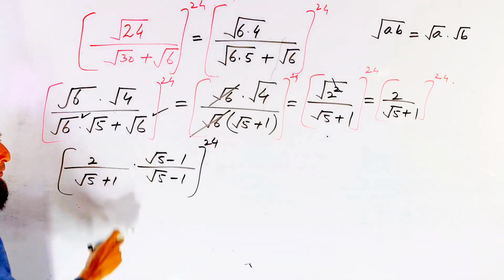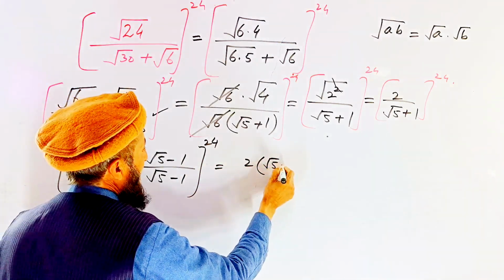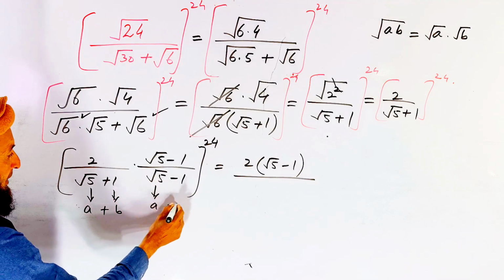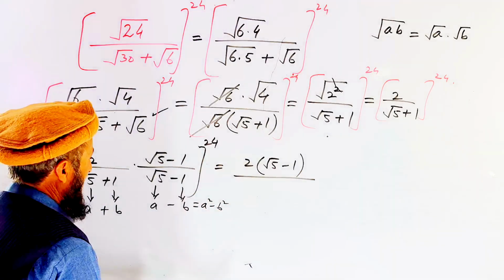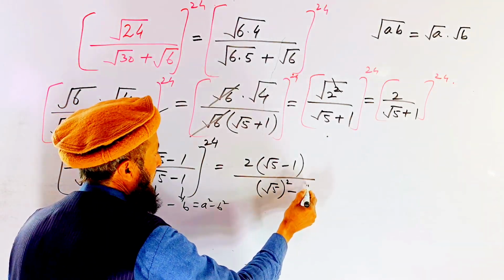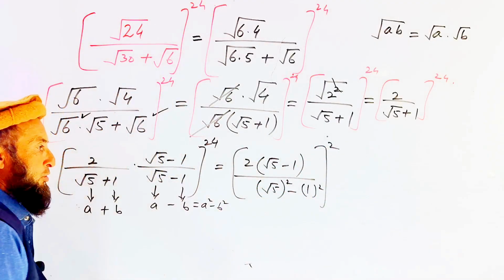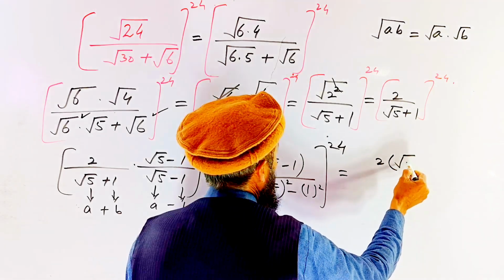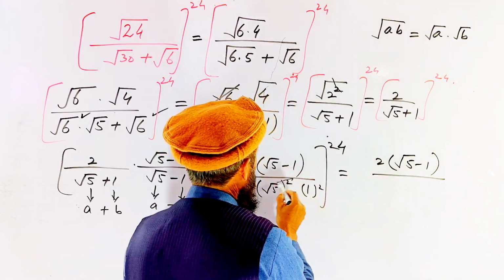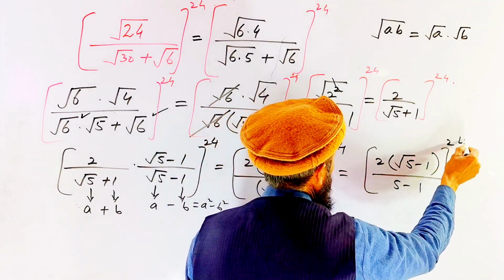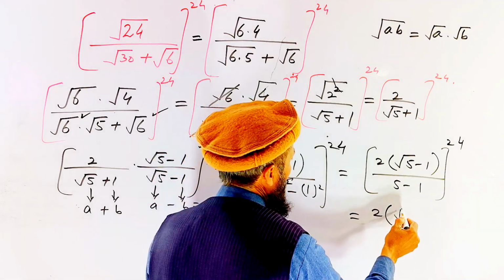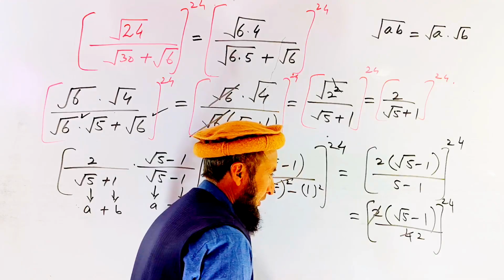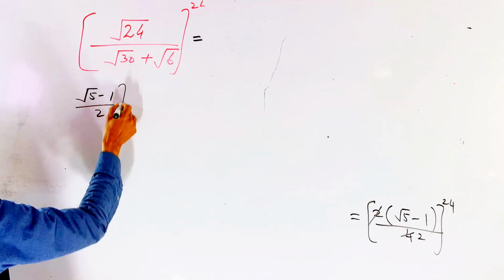Now we get 2 times (√5 minus 1) divided by, here we are using the formula (a plus b)(a minus b) is equal to a squared minus b squared. So (√5) squared minus 1 squared, with the exponent 24. Expanding, this gives 2 times (√5 minus 1) divided by (5 minus 1), which is 4, so it becomes (√5 minus 1) divided by 2, raised to the exponent 24.